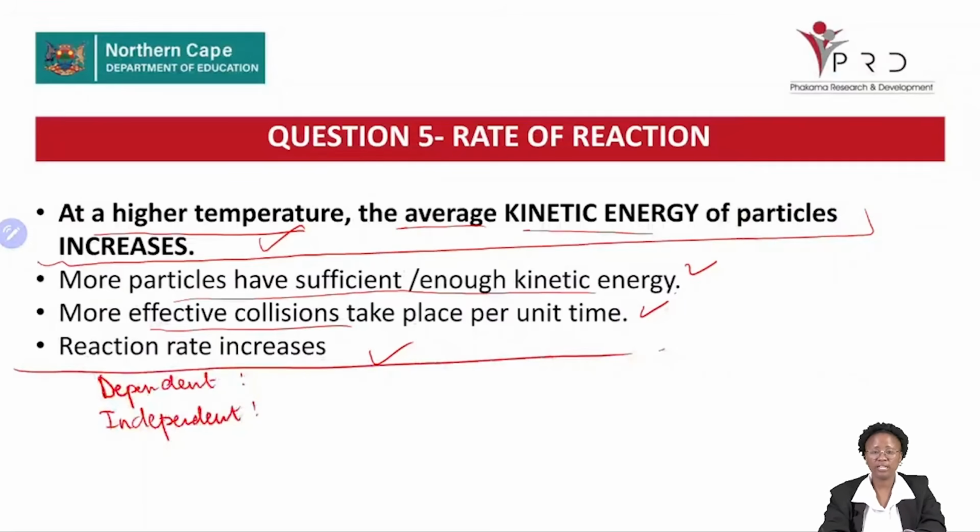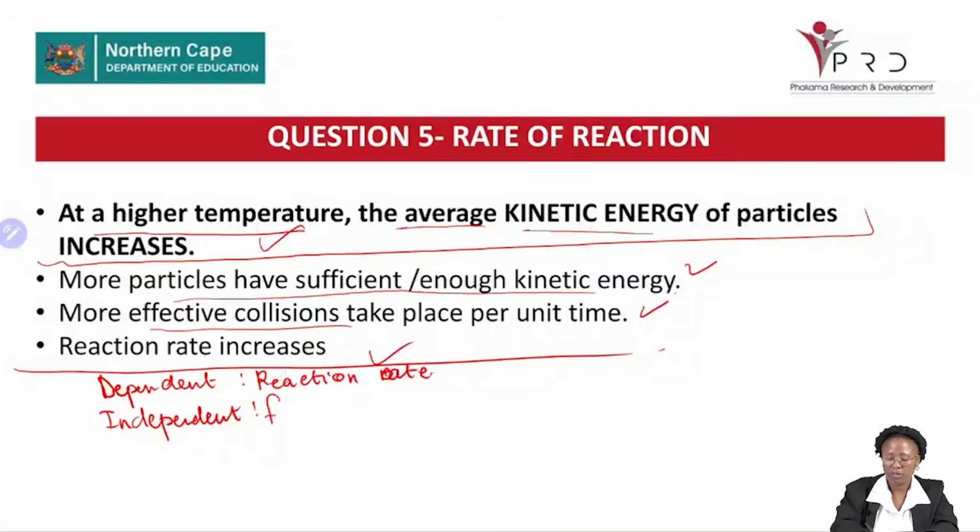If they ask you for a dependent variable, you know that the reaction rate is the dependent variable, because the rate of reaction depends on the factor, if the factor is being increased or decreased. So your independent variable will be the factor that you are investigating.